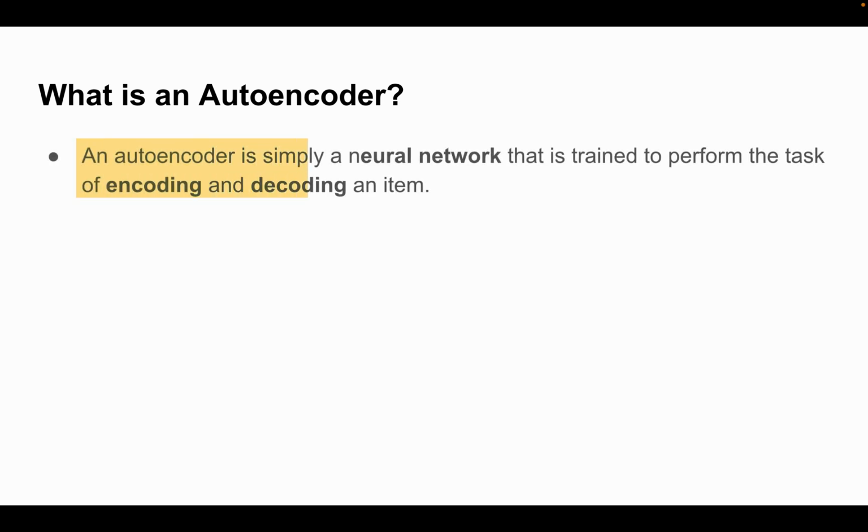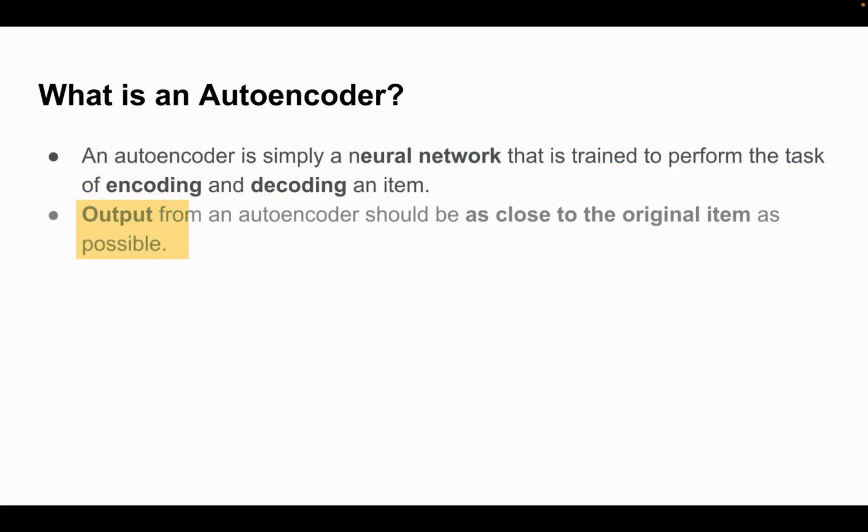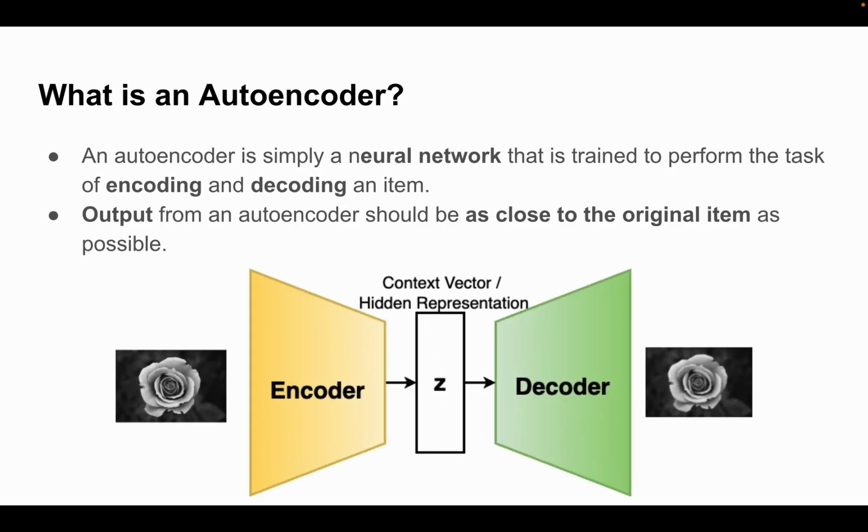An autoencoder is simply a neural network that is trained to perform the task of encoding and decoding a particular item. Now this output from an autoencoder should be as close to the original item as possible. Let me explain these 2 points with the help of an architecture diagram of an autoencoder. So this is the entire architecture diagram of an autoencoder. Now an autoencoder is mainly made up of 2 components which you can see on the screen. The first important component is the encoder and the second important component is the decoder.